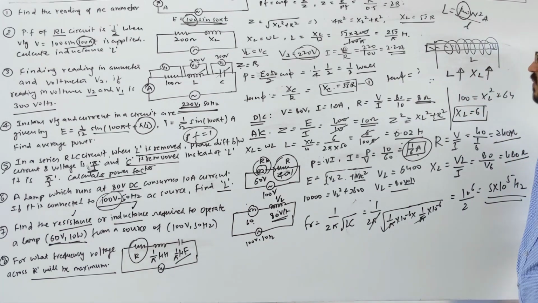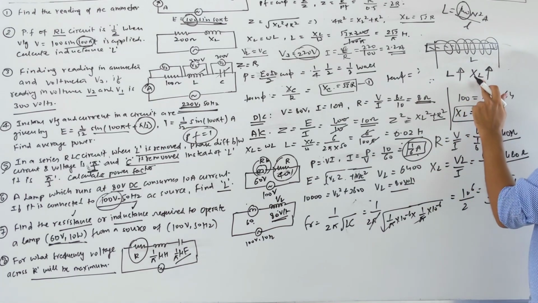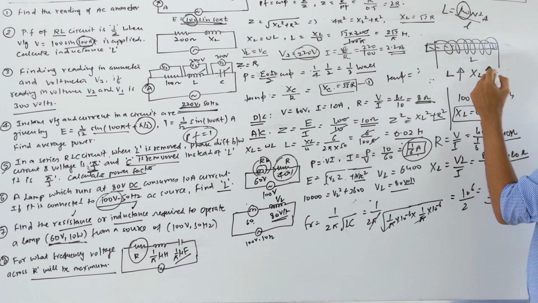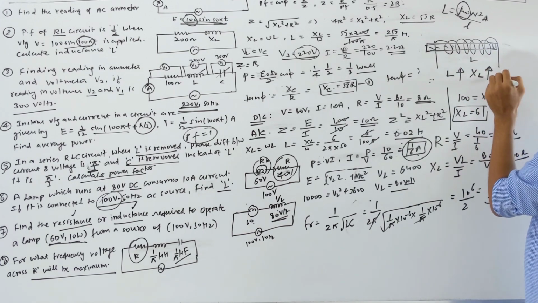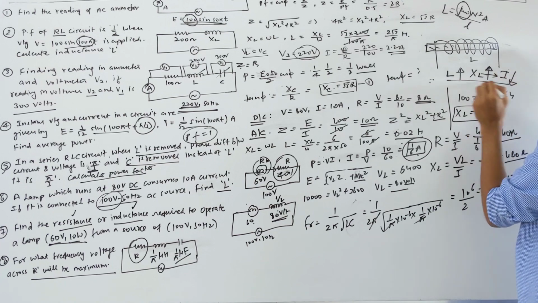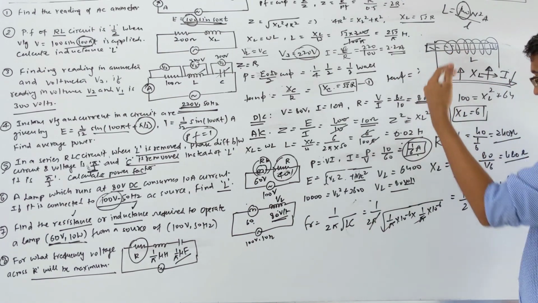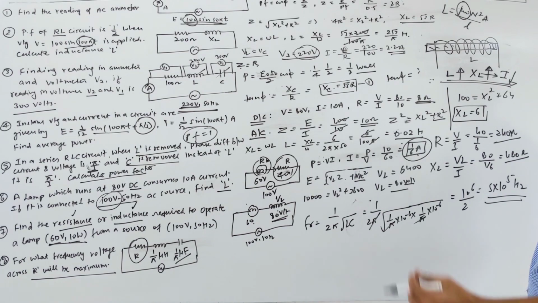The resistance offered by the inductor, that is called inductive reactance, increases. XL increases, so what happens? The current through this is reduced, because current is inversely proportional to the resistance. Current through this circuit will be reduced. So sometimes they ask a question like this way also, where some material is filled.